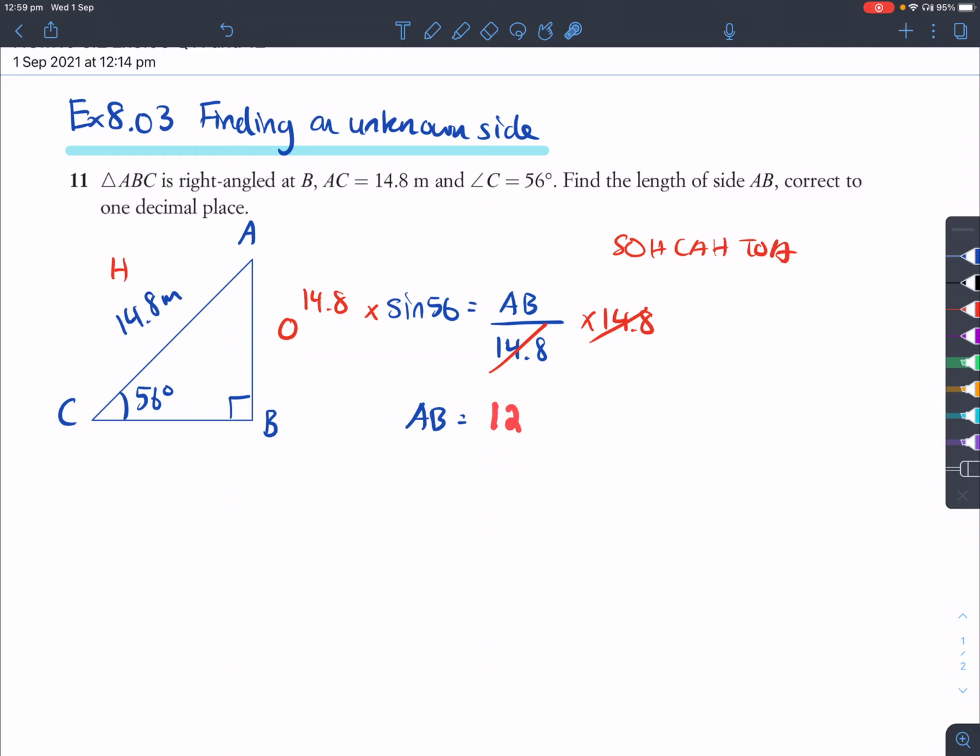so that we get 12.269 and so forth. But that would round to 12.3 meters if correct to one decimal place, right? Right, moving on.